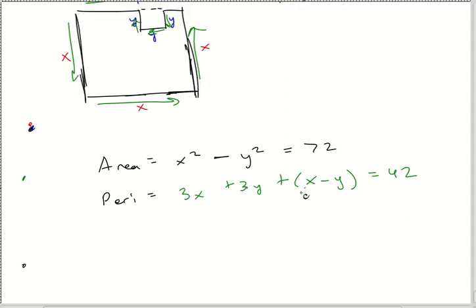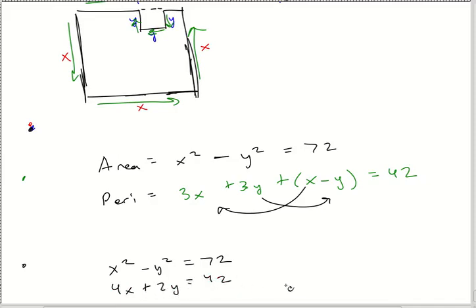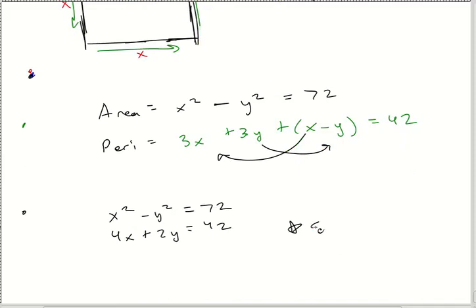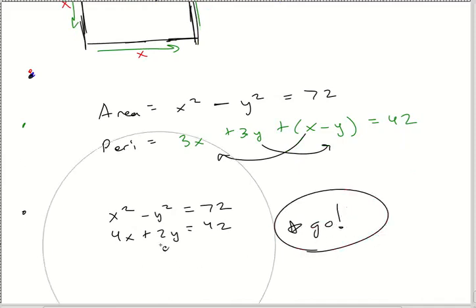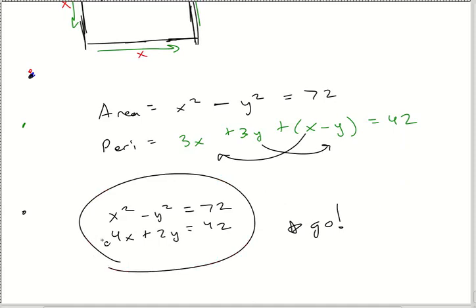Now, this will combine here, and this will combine there. And so what I get is x squared minus y squared is equal to 72. And then I got 4x plus 2y is equal to 42. And then I just tell you to go and figure it out again. Yay! I mean, honestly, that's really the setup here.